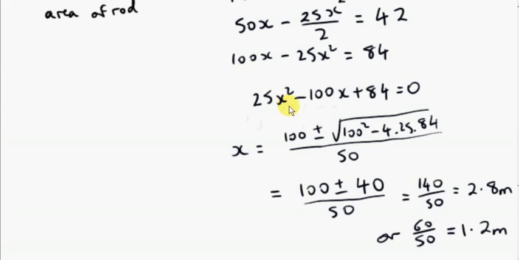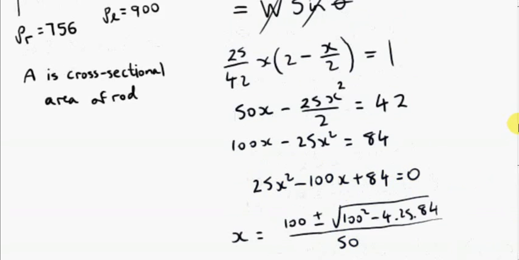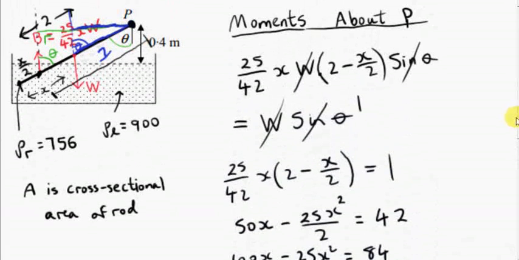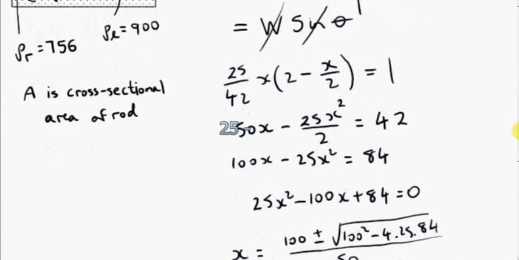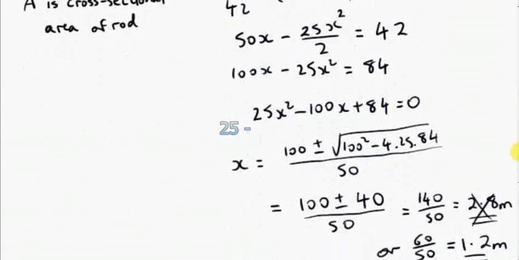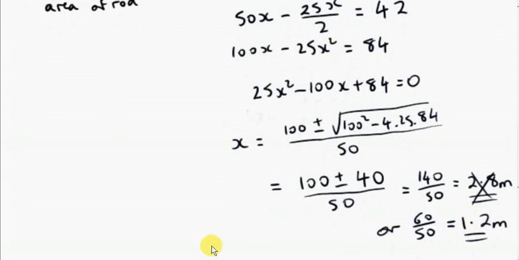Now, if you rearrange this into standard form and solve the quadratic equation, there are two answers. You get 2.8 or 1.2. Now, in the context of our problem, 2.8 is not a solution, because if we go back up here, we see that the rod is 2 meters long. So x, the distance from here to here, has to be less than 2. So x cannot equal 2.8. x can equal 1.2 though. x has to be less than 2.